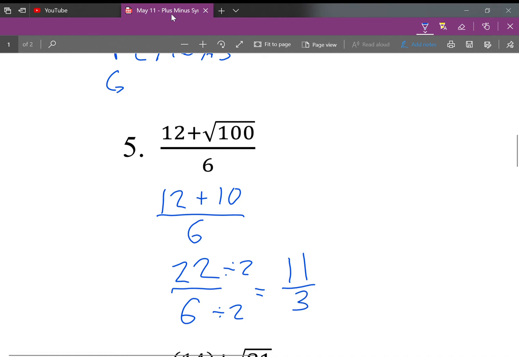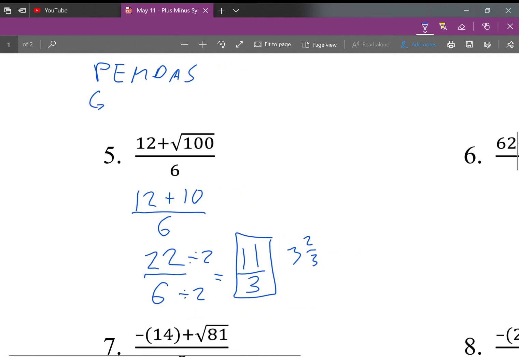And remember, I like improper fractions. You do not need to convert that into a mixed number. If you had, you would have gotten 3 2/3. But again, I'm not actually asking you to do that. If you want to do it, go ahead and feel free to. All right, so again, we're just doing a little bit of a review of order of operations as we prepare for the quadratic equation. Sorry, formula.